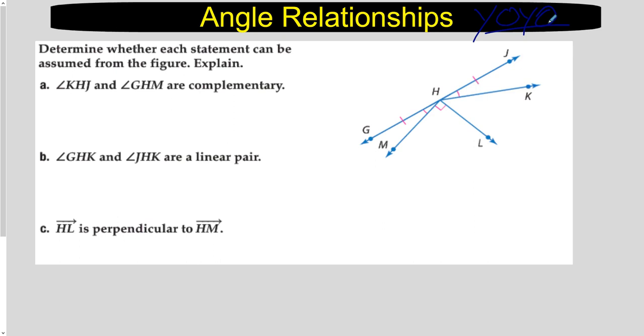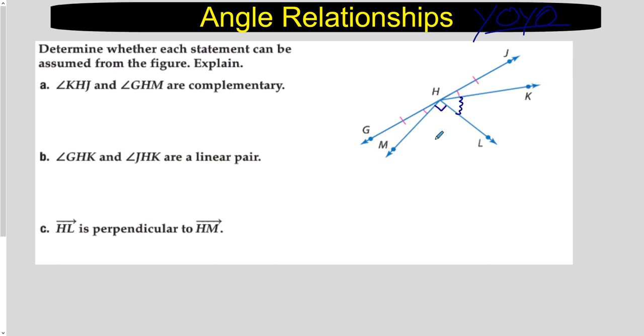Okay. So A, KHJ. So let's find that. KHJ is this guy, and that was marked. And GHM, that's this guy, are complementary. Do they add up to 90 degrees? I don't think so. There's nothing there to indicate that those should be 45. Okay. Those two markings that I just covered up indicate that they are congruent to one another, but they can't be complementary because there's this mysterious angle here.